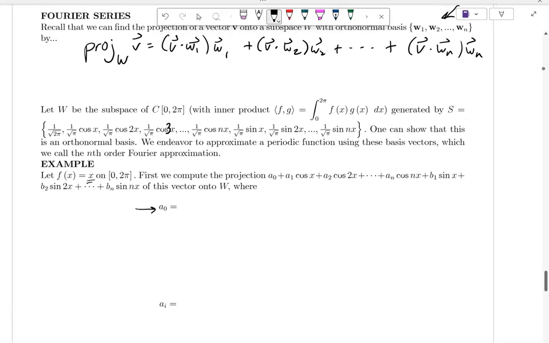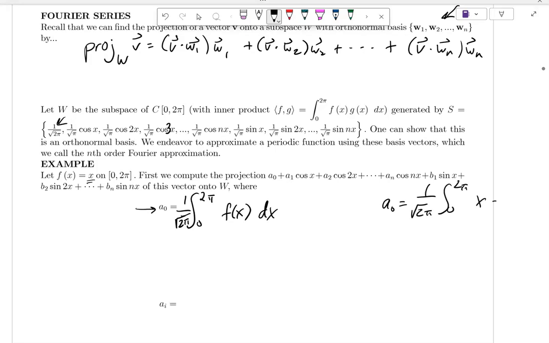Your a sub 0 is the inner product of the function with the constant term here. So I'm just going to put the 1 over root 2 pi out in front. That's what the a sub 0 is. So in this particular example, for the x, your a sub 0 would be 1 over root 2 pi, integral from 0 to 2 pi of just x dx.